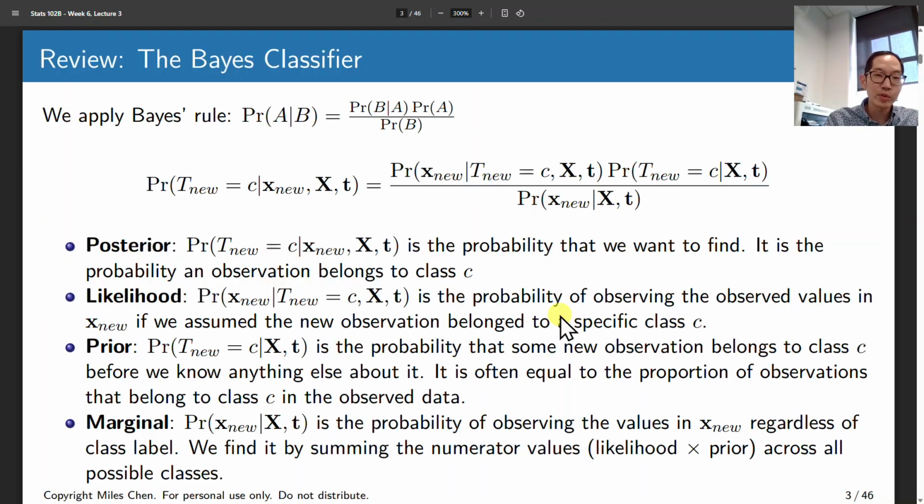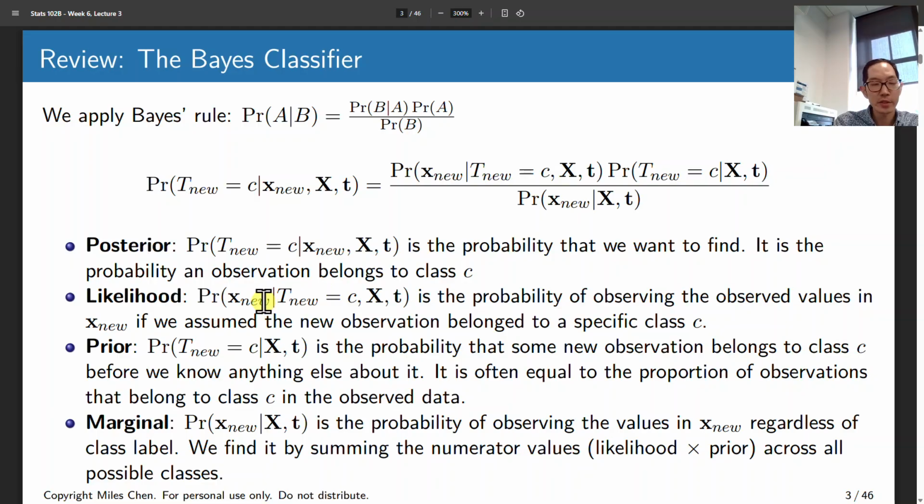We left off talking about the Bayes classifier, and we said we use Bayes' rule to do our calculations for it. The goal is to get the probability that an observation belongs to a certain class given the values of your features x that are coming in from all of the training data. Using Bayes' rule, it is equal to the likelihood times the prior, and then we divide by the marginal.